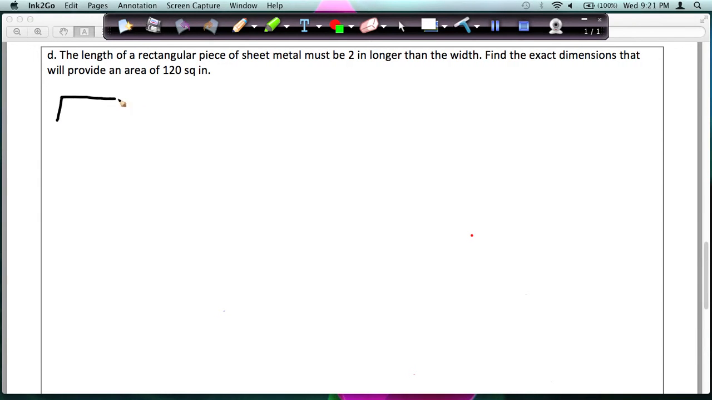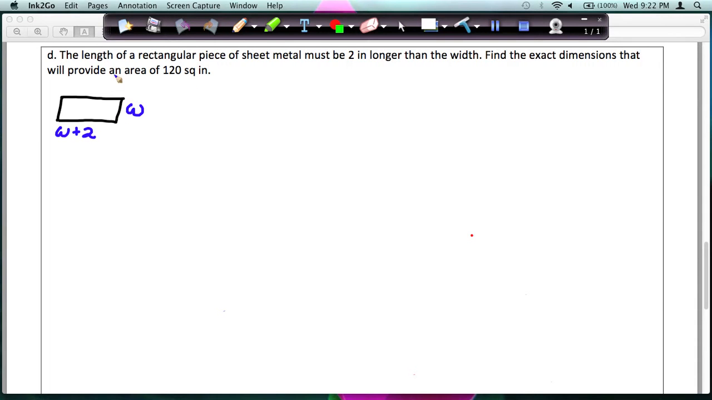So first thing I'm going to draw a rectangle, and we're told that the length must be 2 inches longer than the width. So again, I start with the width because it's the length that's changed based on the width, and the length is 2 inches longer than the width. So I take the width and add 2 inches to it. So that's the first thing, is draw a picture and label the two sides based on the information.